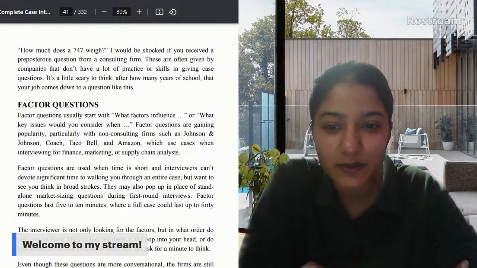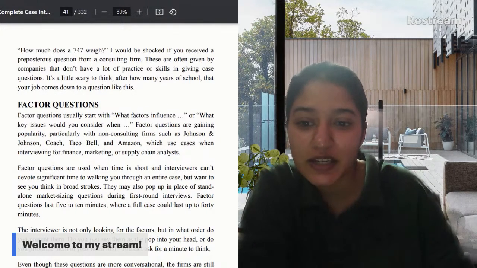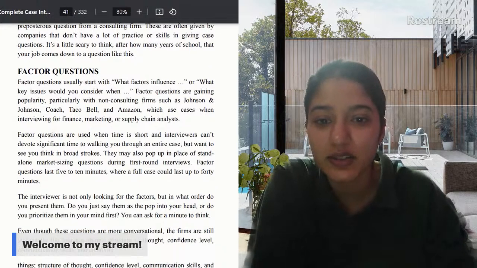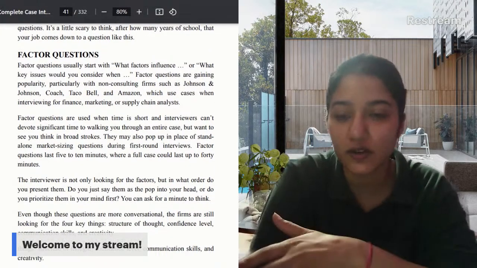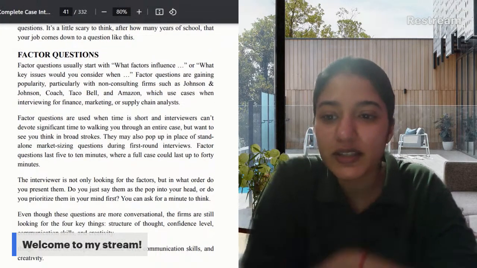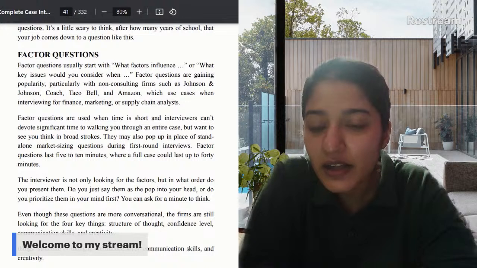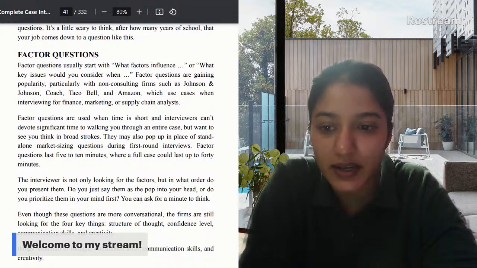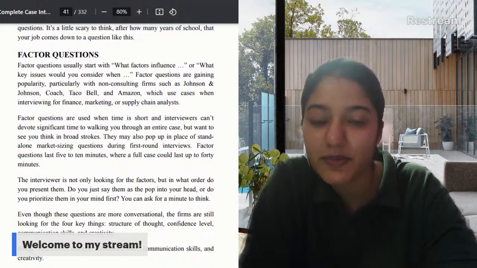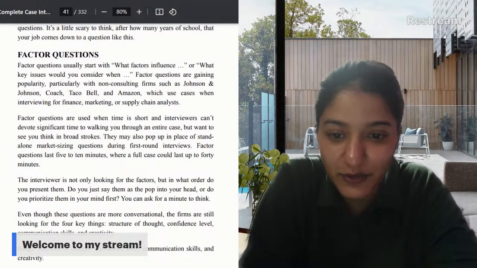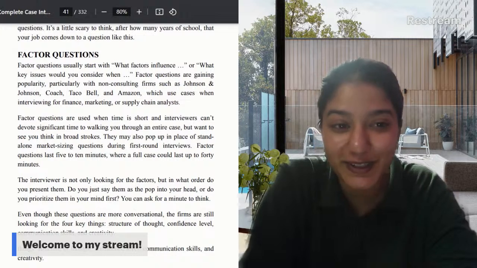Factor questions usually start with "what factors influence" or "what key issues would you consider." Factor questions are gaining popularity, particularly with non-consulting firms such as Johnson & Johnson, Coach, Taco Bell, and Amazon, which use cases when interviewing for finance, marketing, or supply chain analysts. Factor questions are used when time is short and interviewers can't devote significant time to walking you through an entire case but want to see you think in broad strokes. They may also pop up in place of standalone market sizing questions during first round interviews. Factor questions last 5 to 10 minutes, where a full case could last up to 40 minutes.